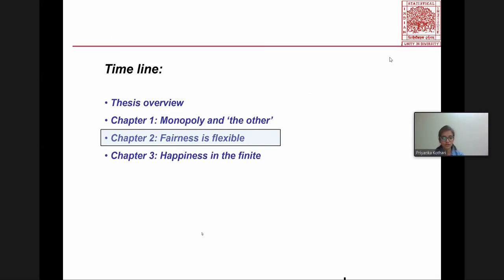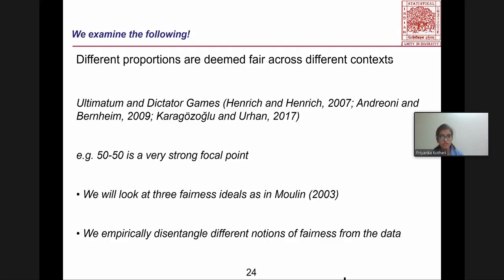Now let us go to the second chapter, that is, fairness is flexible. In this chapter, we examine how different proportions are deemed fair across different contexts. Firstly, I'll go through an example that will explain briefly the idea of what I'm doing in this chapter.